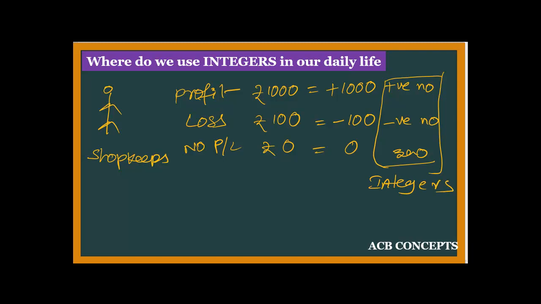So here profit is considered as plus, loss is considered as minus, and no profit, no loss is considered as no sign, that means it is not positive, it is not negative.